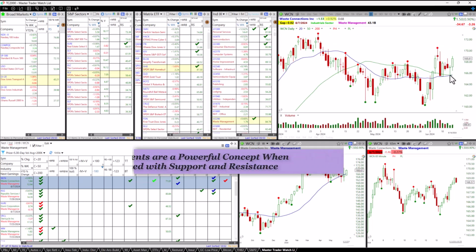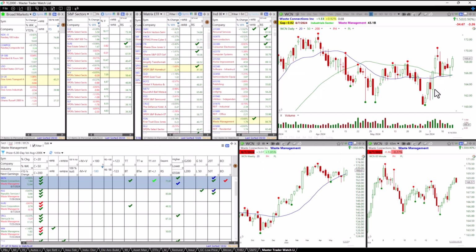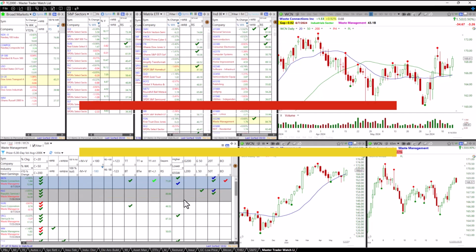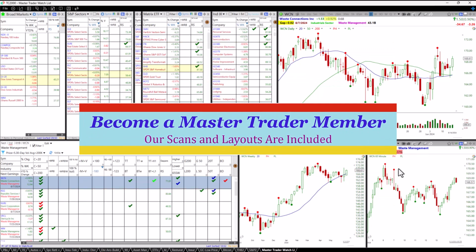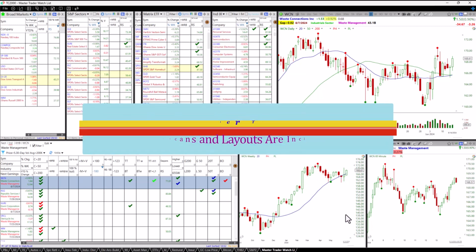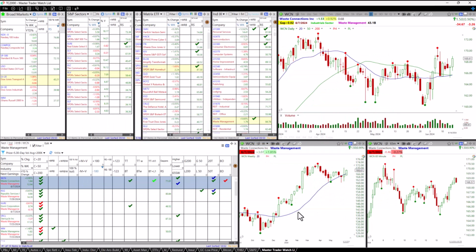So once we know what patterns to look for, we can set up scans as to what we want the software to look for to put us in the ballpark. And once you become a member of Master Trader, either in the green room or one of the letters or one of the courses, we share these with you. We've got different layouts that we share with you, gap layouts, and you won't be unable to find trade setups with all this. If anything, you'll find too many. And then knowing how to deal with them is the key.